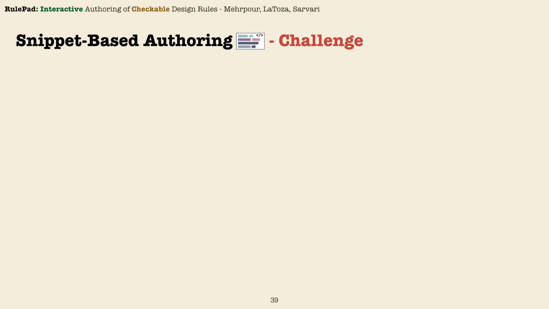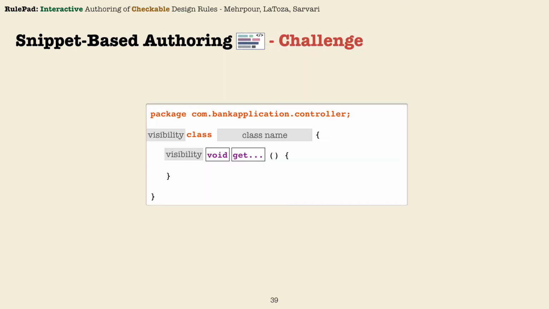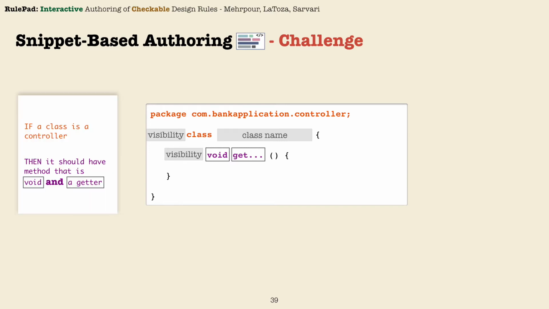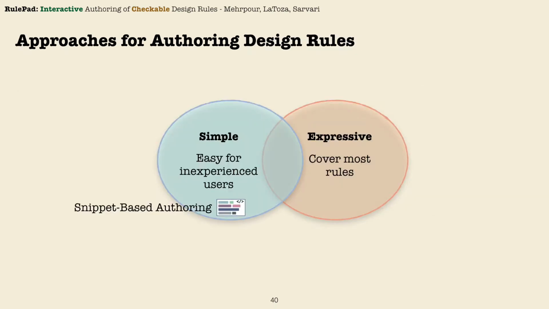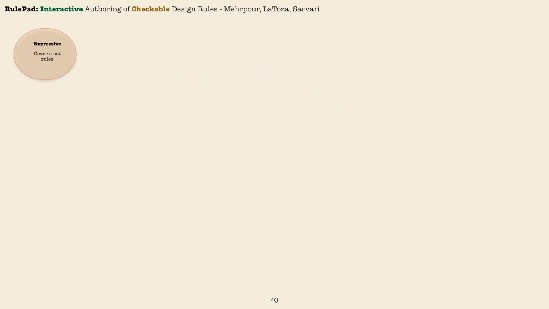But there is a challenge in the snippet-based authoring. Consider this example. In this pattern, the return type and the name of a method are specified. But how should this pattern be interpreted? Should both these conditions hold together, or only one of them is sufficient? So, we need an expressive approach to address this challenge and clarify ambiguities.